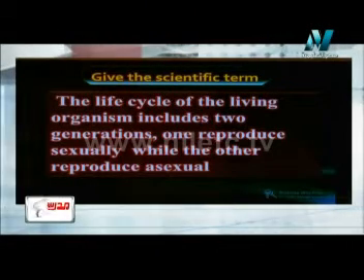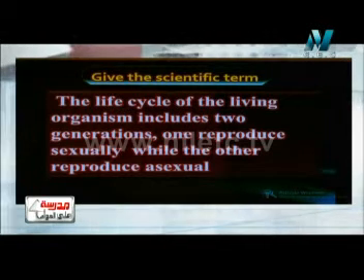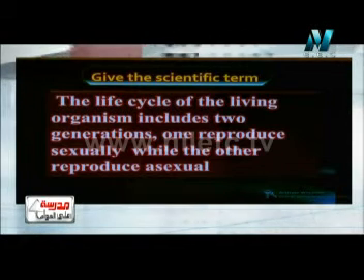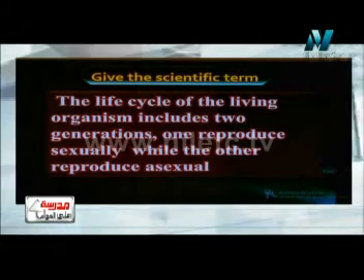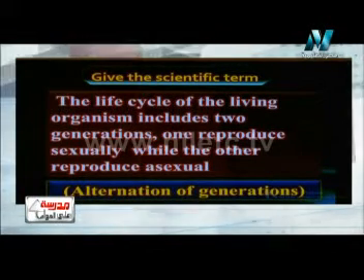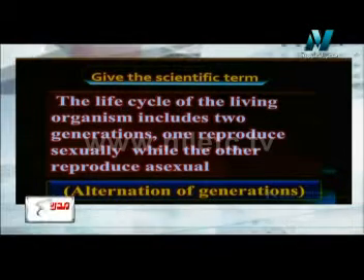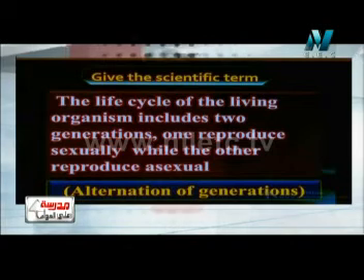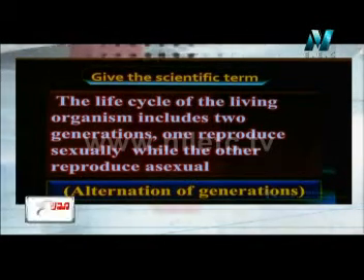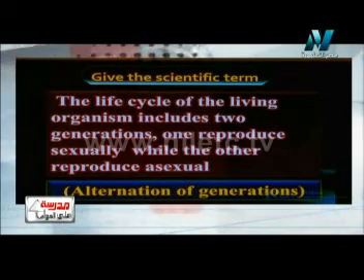The next. The life cycle of living organism includes 2 generations. One reproduces sexually and the other reproduces asexually. The phenomenon is called the alternation of generation. So the alternation of generation is the life cycle of the living organism that includes two generations. One of them is produced as a result of sexual reproduction, but the other is produced as a result of asexual reproduction. This kind of reproduction allows the living organism to obtain both advantages of sexual and asexual reproduction.